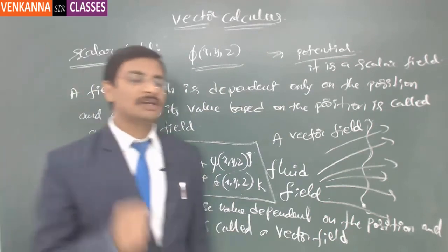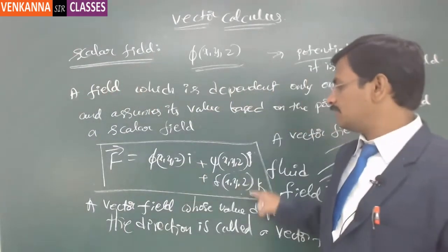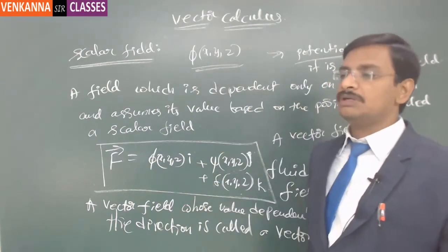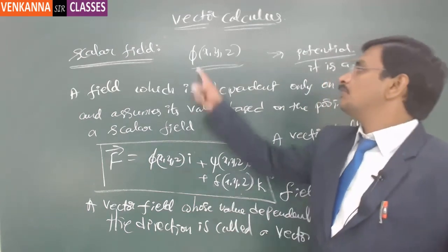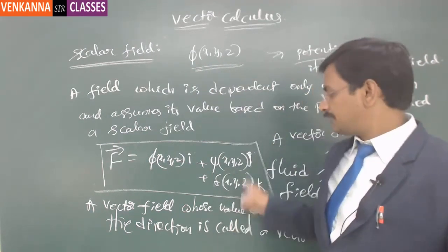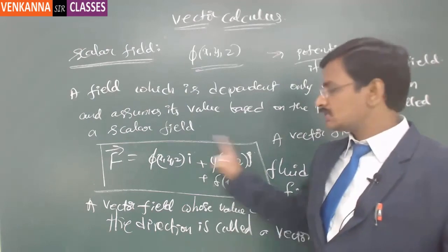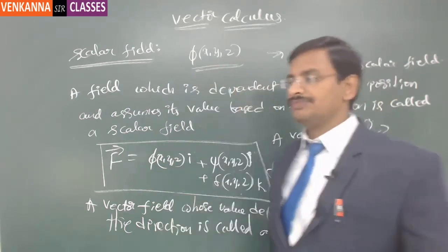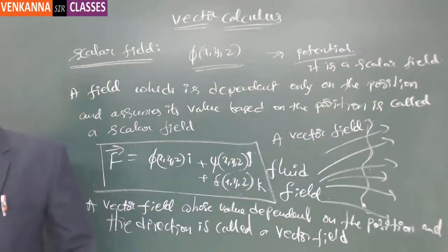A vector field will contain these i, j, k, and at the same time it is a variable, so it depends on the position. A scalar field is dependent only on the position, so direction is independent of it. In phi(x, y, z) there are no i, j, k components, which are nothing but the directional components. Here there are i, j, k components, so you have to be aware of these components. So this is a vector field, this is a scalar field. Got it? Any questions on this? Okay, do you have any questions?